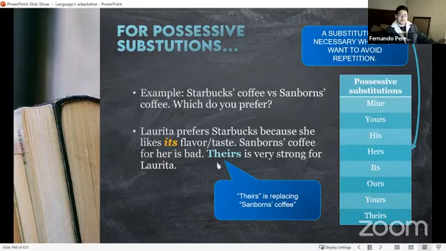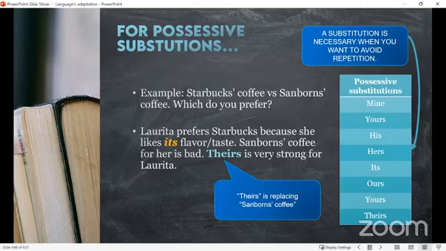Let's analyze this. Substitution. A pronoun is necessary when you want to avoid repetition. So if you repeated Sanborns too much, then you can eliminate Sanborns and you can use theirs. Tell me your questions. I have a question. Here we have theirs because it's a substitution of Sanborns.